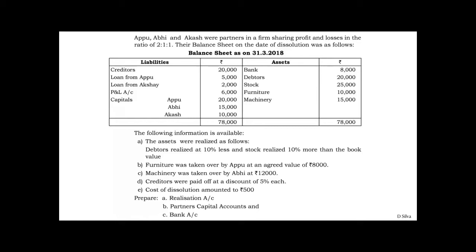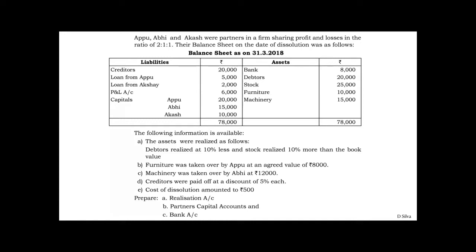Let's look into this question under the dissolution of partnership firm. Appu, Abhi and Akash were partners in a firm sharing profits and losses in the ratio of 2:1:1. The balance sheet on the date of dissolution was as follows. The balance sheet is being given to us. The following information is available.